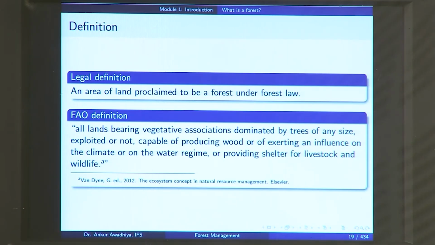So, the FAO definition is a mixture of the ecological definition, where we are talking about a community of plants dominated by woody vegetation, plus it is also including in its purview the technical definition, where we were talking about the utility of a forest. Which is why we say that the FAO definition is a much broader definition. It has the ecological definition inside it, and it also has the technical definition inside it.